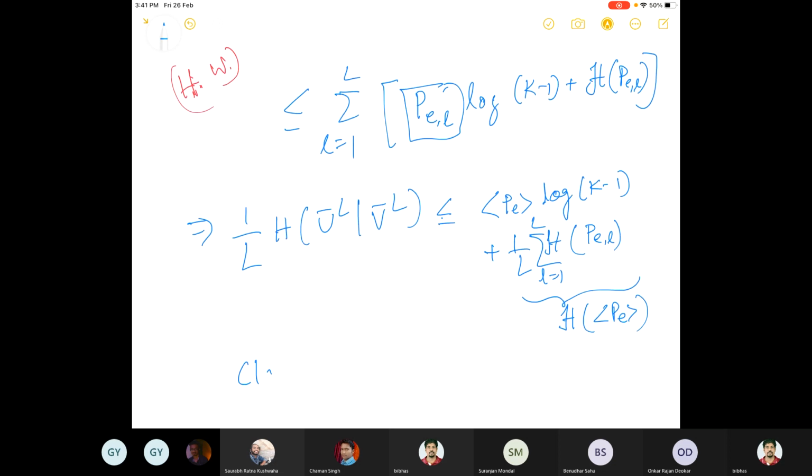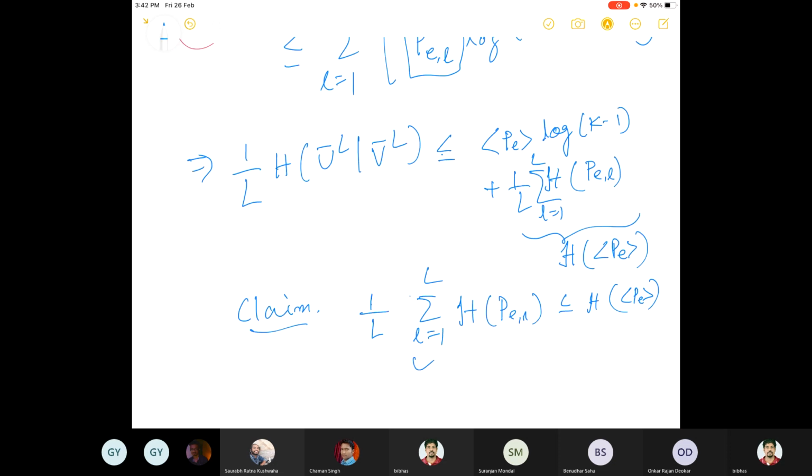So the claim is, what we want to prove is that (1/L) sum over l equal to 1 to L of H(P_El) is less than or equal to H(P_E). This is what we want to prove.